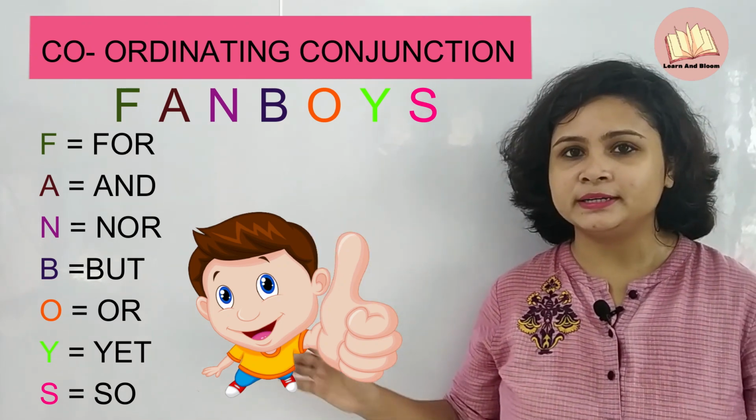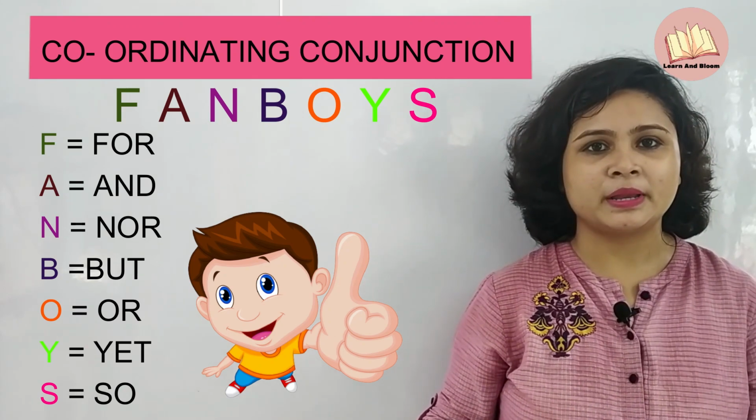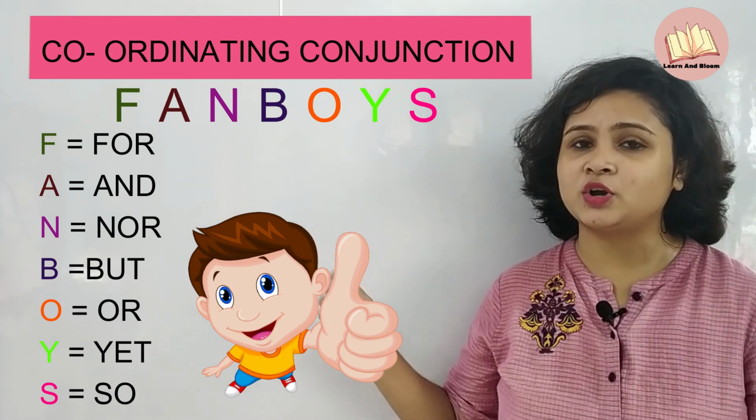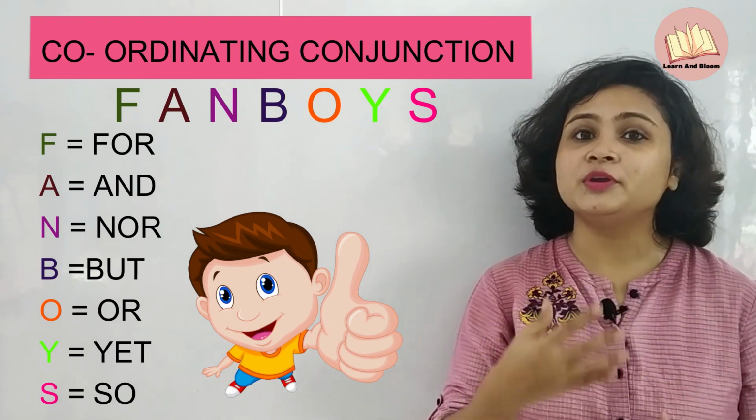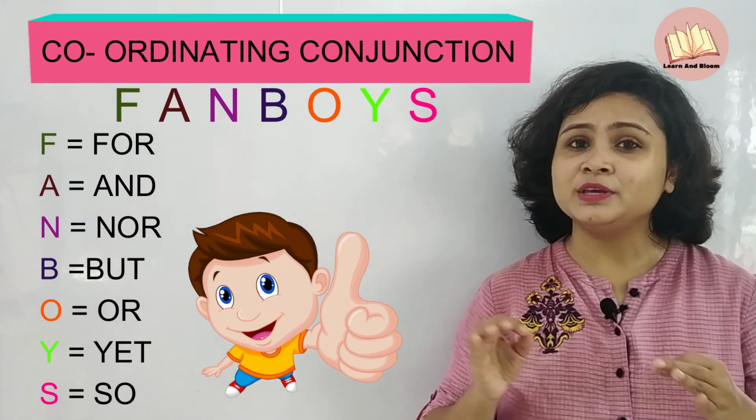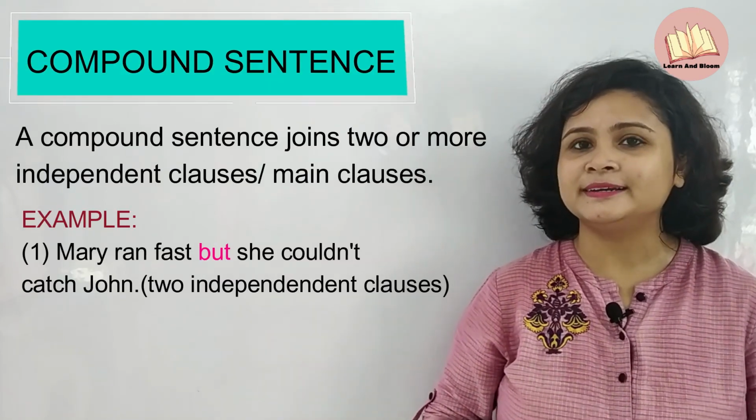These are the coordinating conjunctions. We will remember them by taking the first letter of each word and we will say it "FANBOYS" so that we can remember it. Now I am giving you an example so that you can clearly understand.